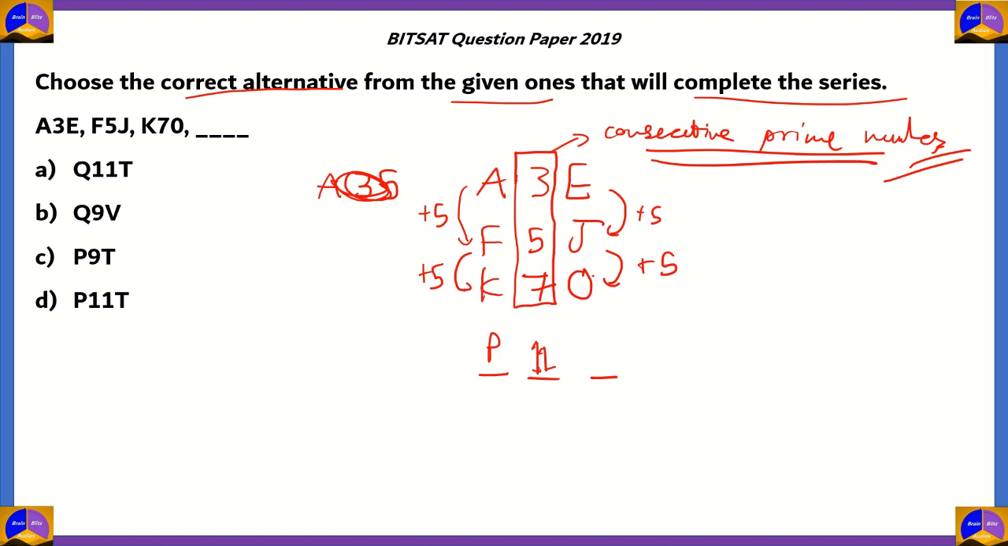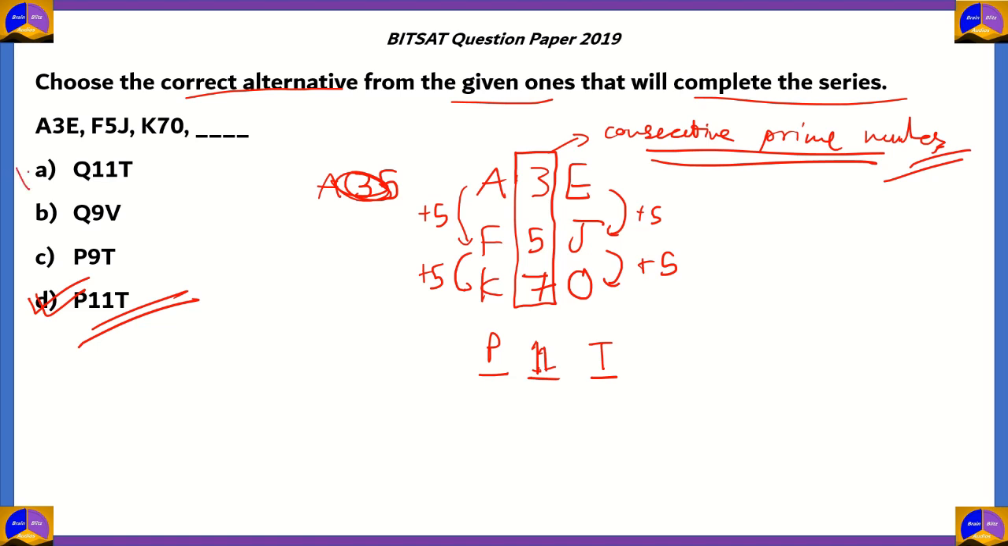And finally, we have O. We need to find out the fifth letter from O. It's P, Q, R, S, and then T. So T will complete the fourth element. So the fourth element that will complete the series is option D, P11T.